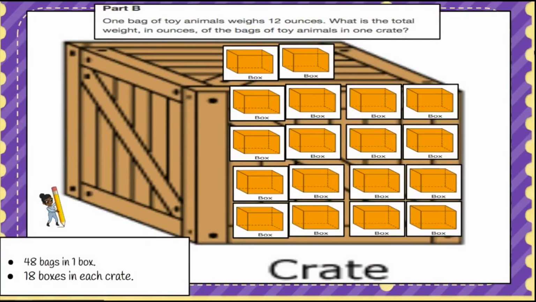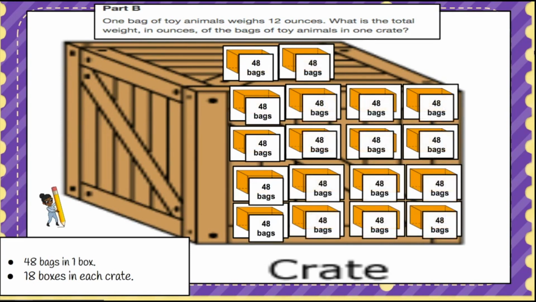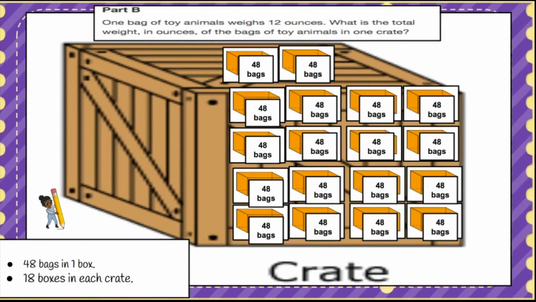In Part B, we're looking for the total weight in ounces of the bags in one crate. In one crate, there are 18 boxes with 48 bags in each one of them. First, we must figure out how many bags we have altogether. Once we know that, then we can figure out how much the bags in one crate weigh. That's where we ended last week, and you were supposed to complete Part B. Let's do the math together now.